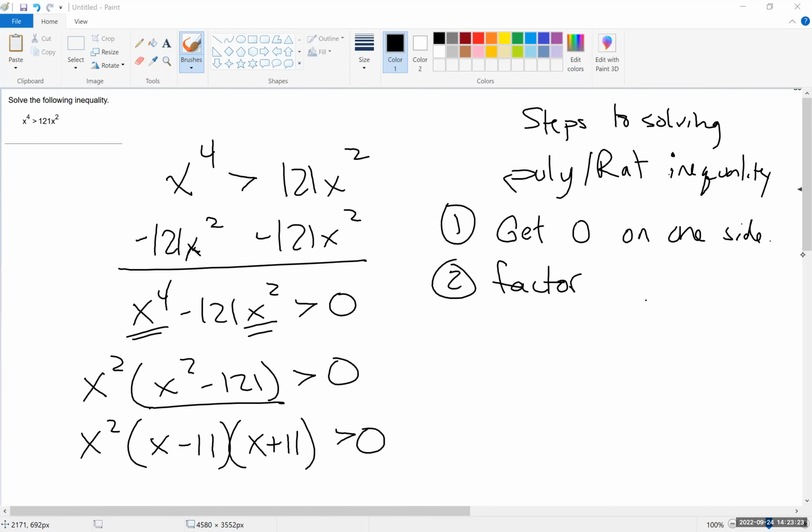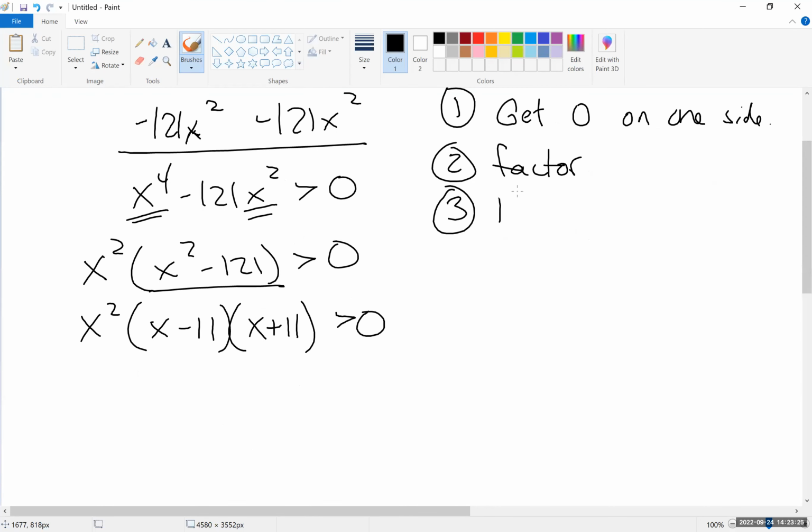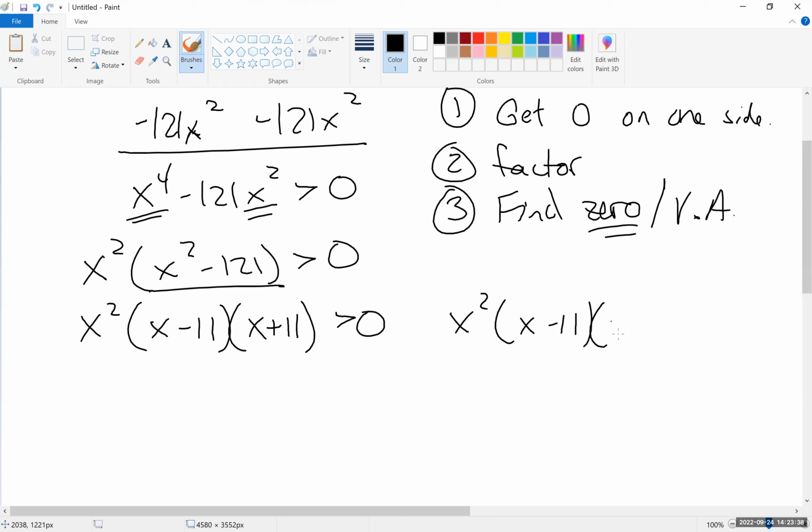We're just going to finish this one up. The third step is to find the zeros of the polynomial. If it's a rational function, you also want to find the vertical asymptotes, but this one is just zeros. How do we find zeros? We just set it equal to 0: x squared times x minus 11 times x plus 11 is equal to 0.